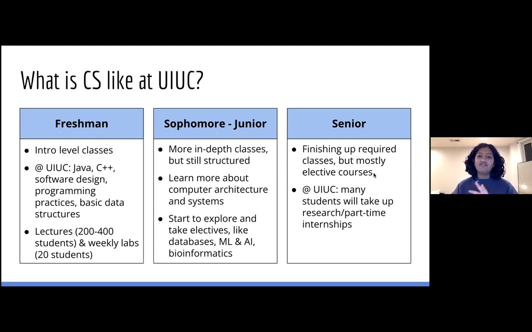So you'll get to kind of figure out what you want your schedule to look like and what classes you want to take. And then senior year, you'll be finishing up any required classes that you have left, but it'll be mostly elective courses. So just things that you're interested in. And then at University of Illinois, a lot of students will take up research or part-time internships their senior year because your schedule will be less full, so you'll have time to do that as well.